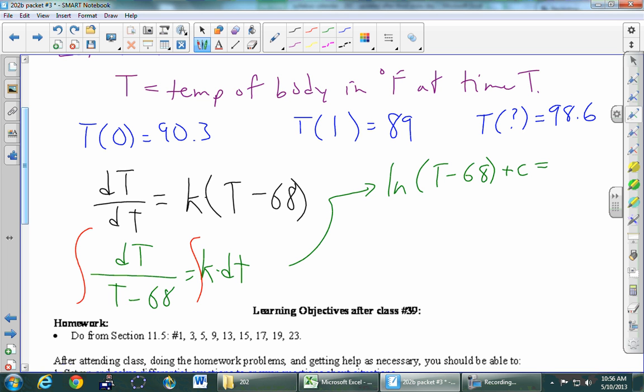equals. Again, you don't need to write this. Integral of k dt. K is a constant. K dt.